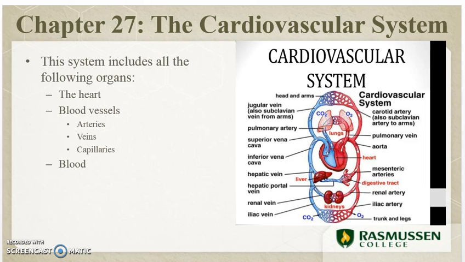So Chapter 27 is discussing your cardiovascular system, which consists of the heart, blood vessels, and the blood. So let's take a deeper look into each of those individual pieces. The heart is responsible for the movement of blood through your body and providing oxygen and helping to remove waste. The heart has a 4-chambered pump and it's located in the chest to the left side, beneath your sternum.